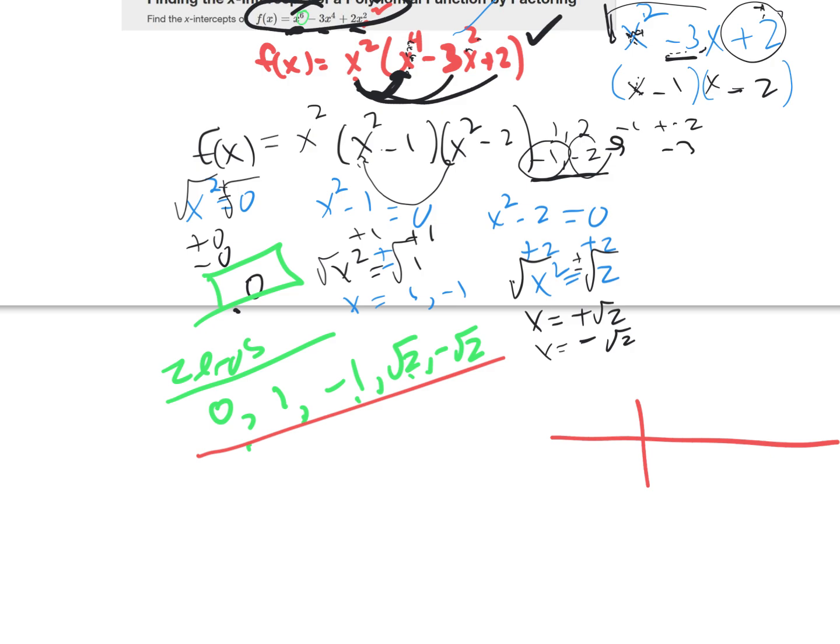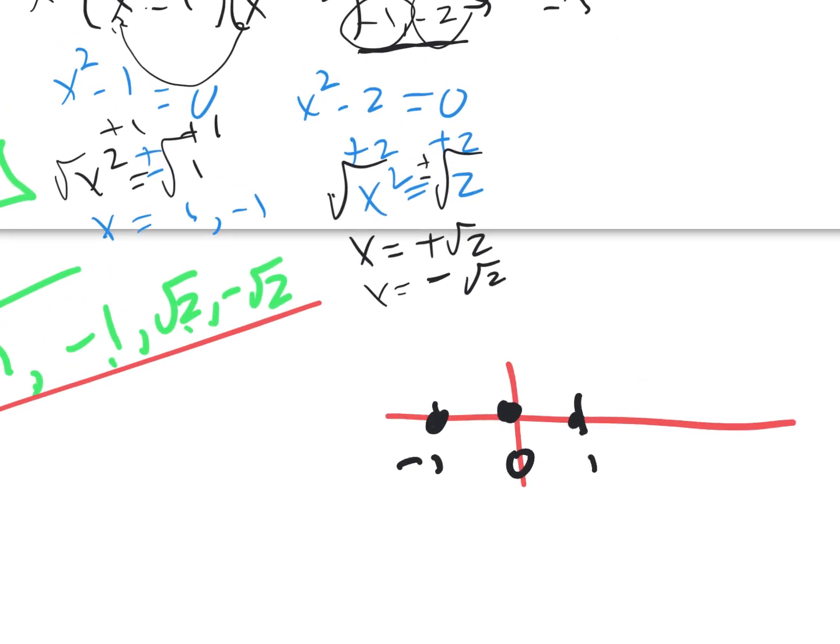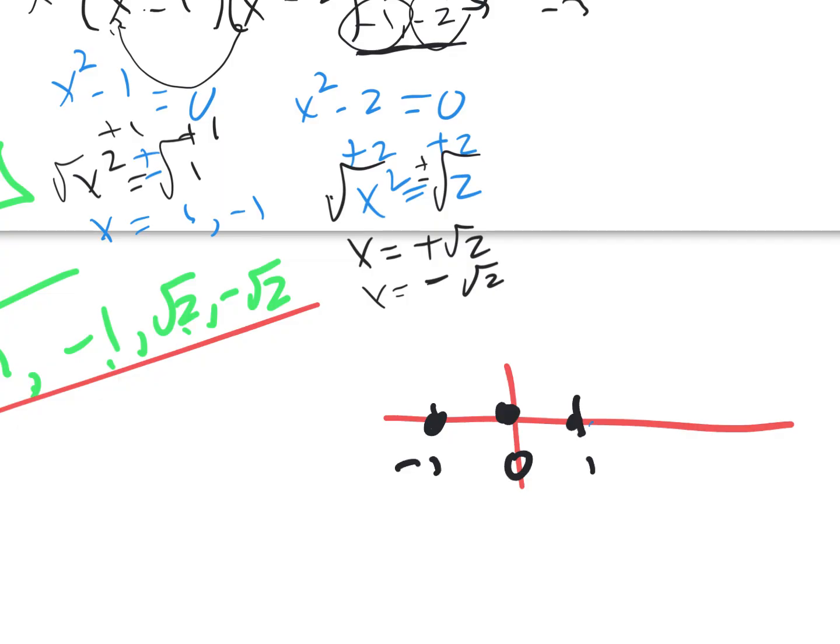So, yes, I have 1 at 0. I have 1 at 1. I'll call that a 0. 1 at a negative 1, so let me put my zeros there. And I have 1 at square root of 2. Now, good gracious, what's a square root of 2? Believe it or not, it's bigger than 1. Just a little bigger than 1. So I have another one right about here, and that's a square root of 2. But I also have 1 over here on this side. That's a negative square root of 2.